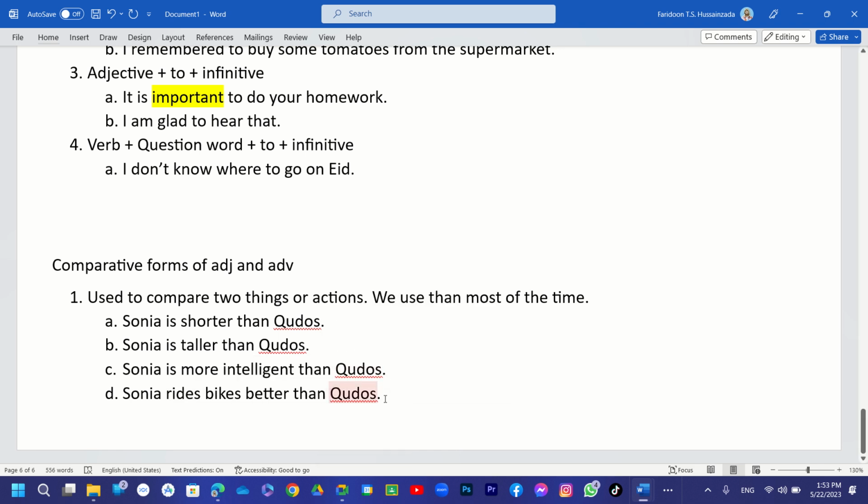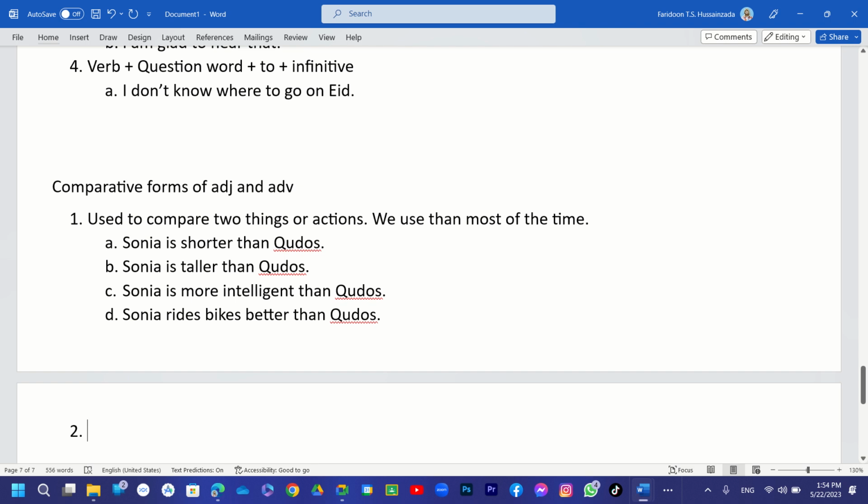If you want, you can also continue and say then Qudus does, but most people now don't say it because it's already implied that you're not comparing the bike riding to Qudus, you're comparing the bike riding of Sonia to the bike riding of Qudus. Okay, so yeah, this is it, very easy.